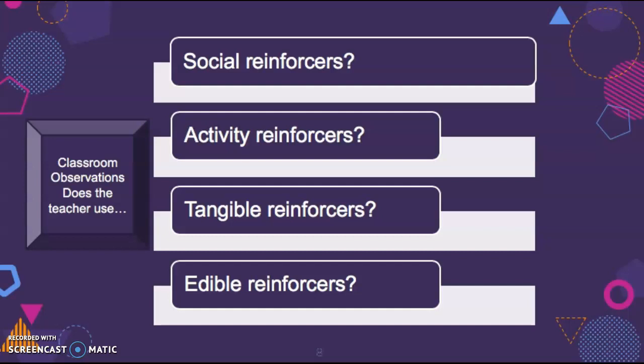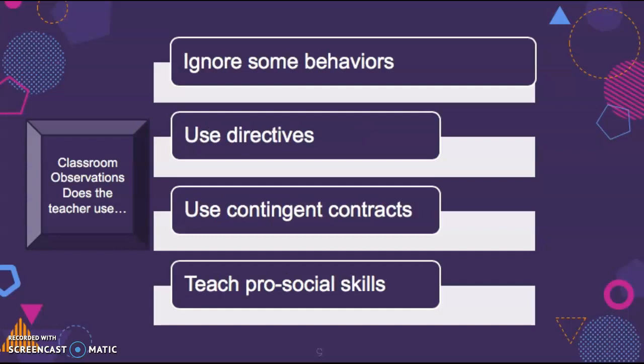So once you have those reinforcements in place, you want to look at how does the teacher intervene when the student does not behave. Students with disabilities might need some behavior, may just need to be ignored. Some behavior need to be directed and clearly prompted. They might need some prompts or reminders. Contingent contracts can be made with students, or you might just have to teach pro-social skills.